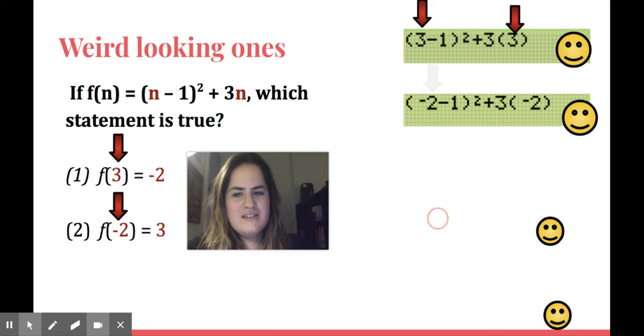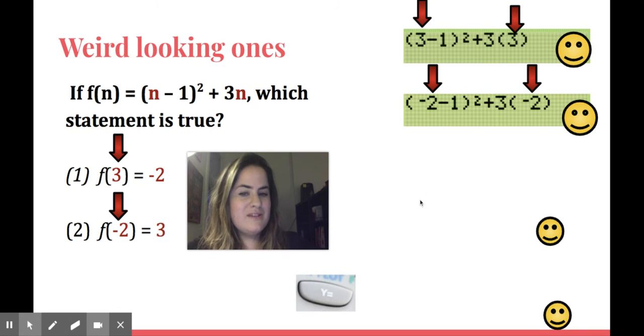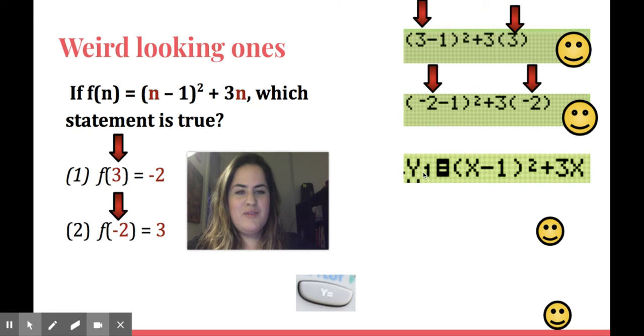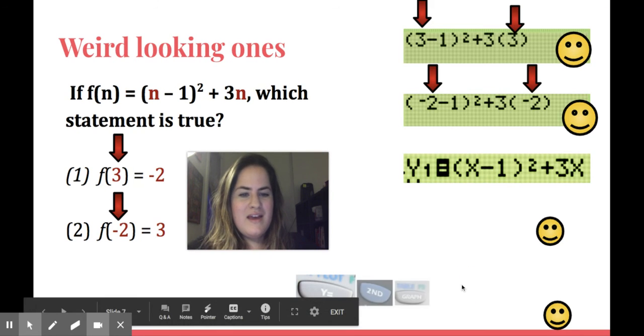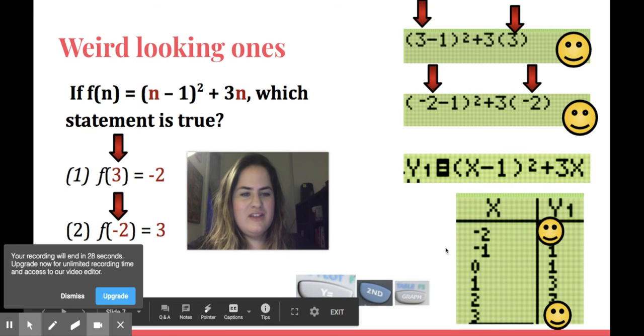For choice 2, I'm plugging in -2. There's 2 places to do that. If I'm using the y equals button, I plug in the function. Instead of n, I use x. There's 2 places to put x, so please do that. And then I hit second graph, and I look at the table. So basically, I can see clearly which choice is correct and which one is incorrect.